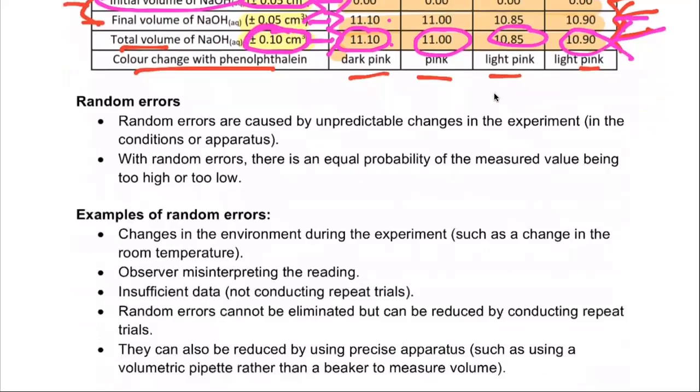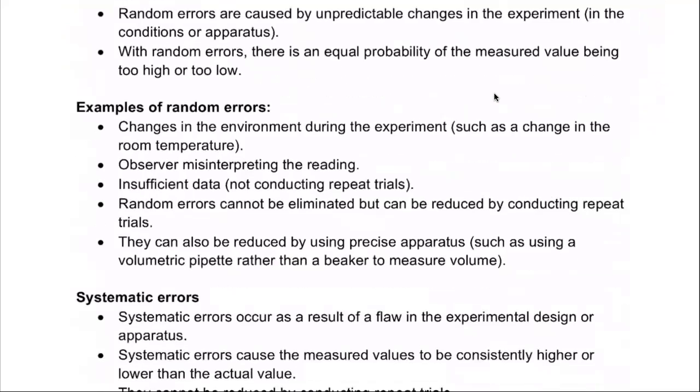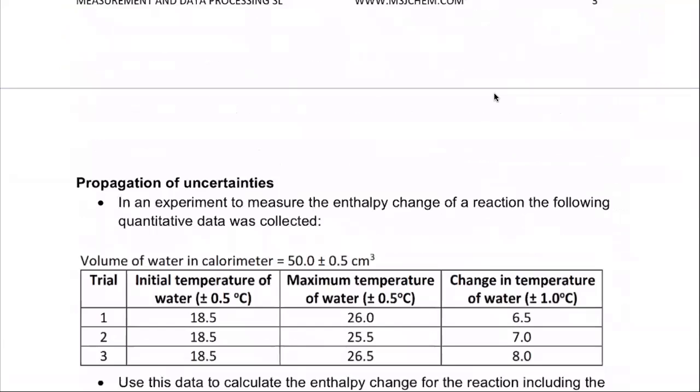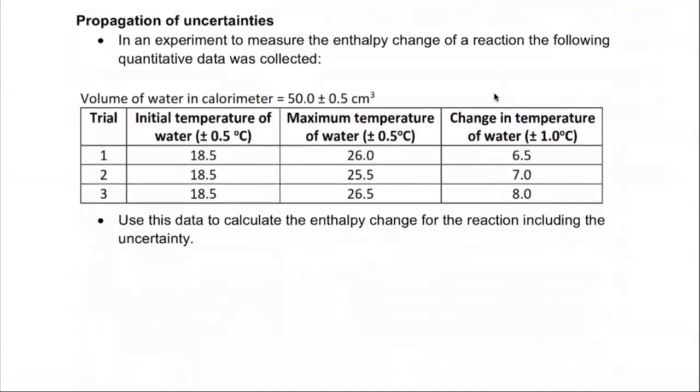Random errors and systematic errors, we'll come back to that later, but I really want to get down here to the propagation part. Okay. So this example says, in an experiment to measure the enthalpy change of a reaction, the following quantitative data was collected. So this table's set up a little differently. They have the trials going down the side, and they have the measurements going across the top. So you can set it up this way or the way the titration one was set up, as long as it's organized and it makes sense.